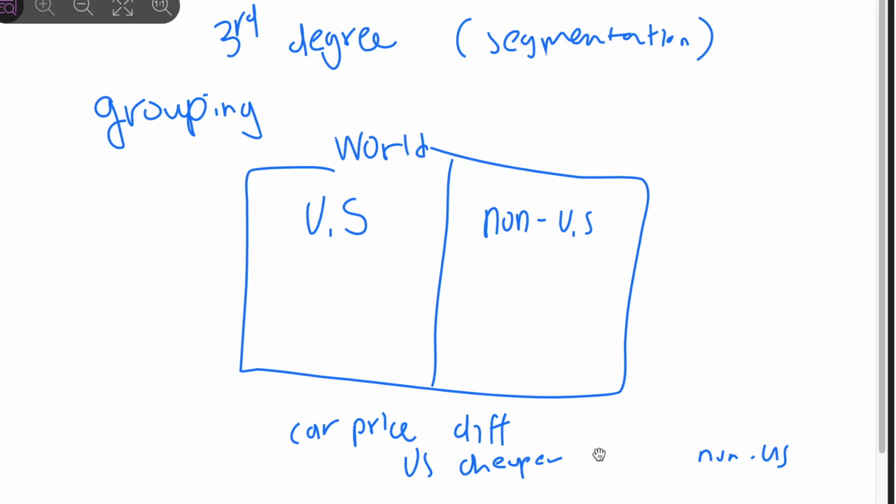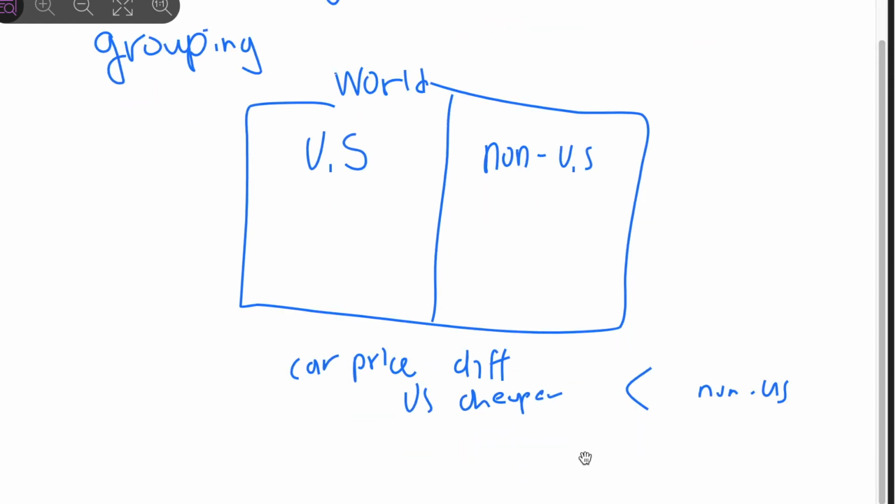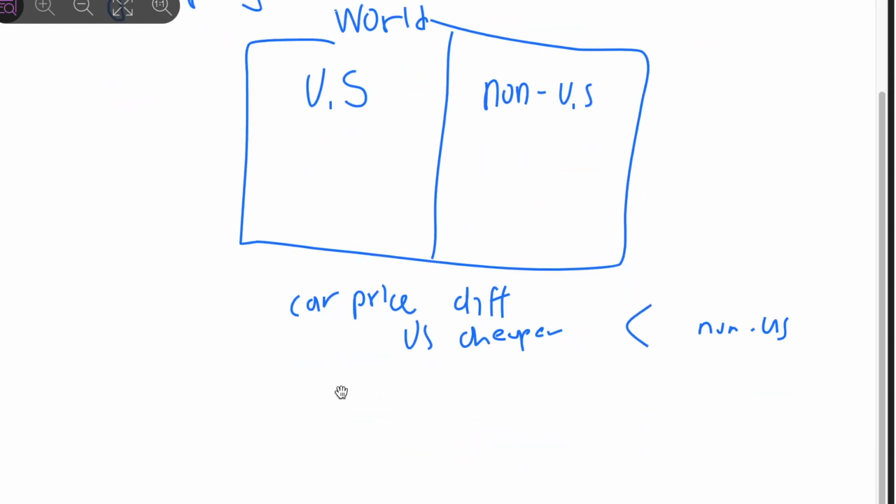So this is expensive in the non-US. What about the textbooks, right? US and non-US. Although most of the publishers are from the US, the textbook prices are significantly high in the US market. And so that is for US and non-US segmentation, right?